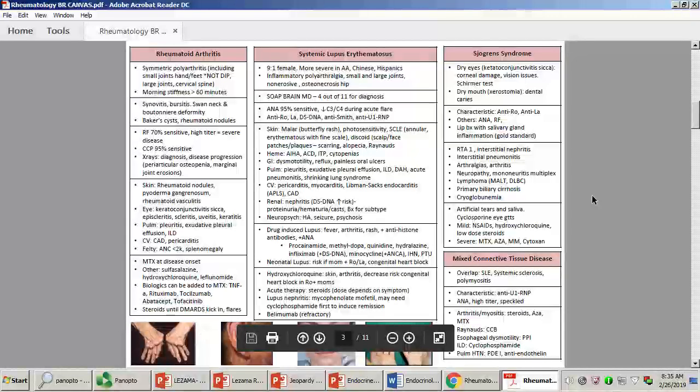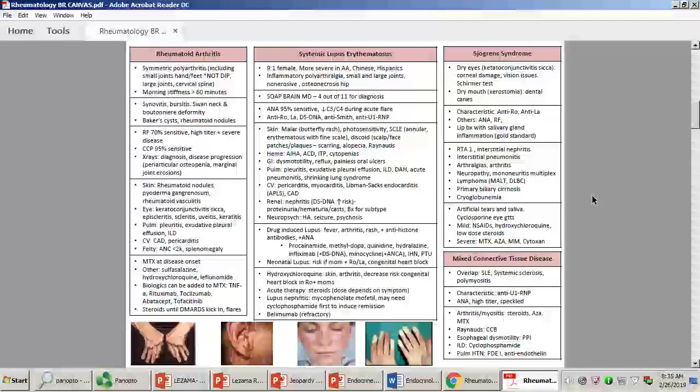Alrighty. Other things associated: Baker cysts can be associated with RA, and then of course the rheumatoid nodules are also seen associated with that. Rheumatoid nodules are one of those poor prognostic indicators. So if somebody has the nodules, it usually means they're going to have a more severe or harder to treat course. What do you guys know about rheumatoid nodules and methotrexate?